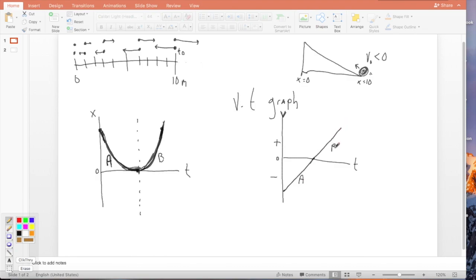And this is part B of the journey. Part A is down here, part B. And this is a velocity time graph. This is another graph that will also help me to illustrate changes in motion for accelerated motion.